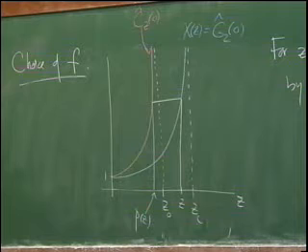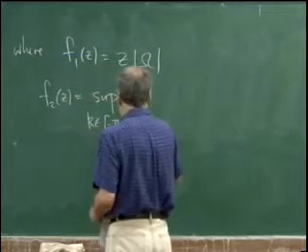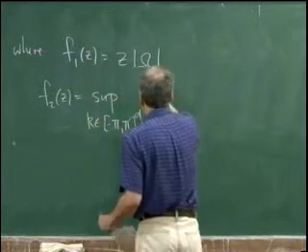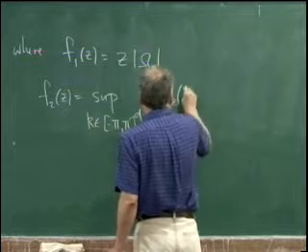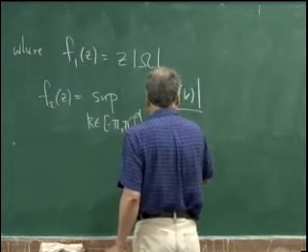f2 of z is equal to the supremum over all k in [minus pi, pi] to the d of the ratio of g_z hat of k and c p_z hat of k.